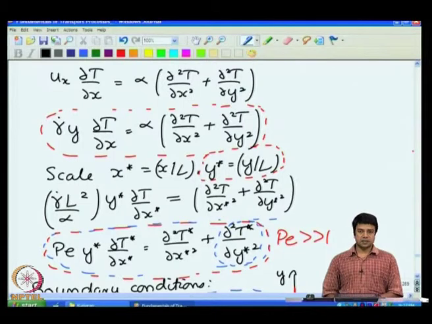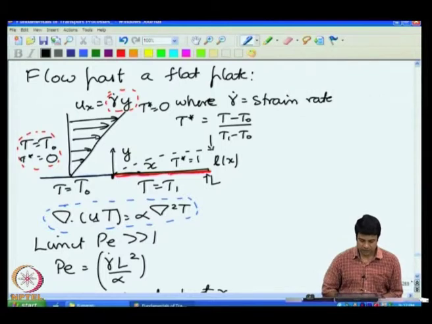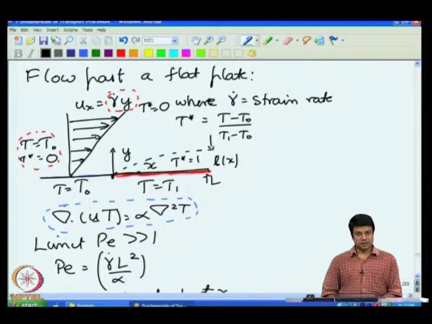Physically, the reason was that when I scaled the equation, I implicitly assumed that the length scale for variation of the temperature field is also capital L, because that is the only length scale in the problem. Now, if the length scale is capital L, we got the result that convection is large compared to diffusion, or gamma dot L square by alpha is large compared to 1. That only means that over a length of order capital L, convection is dominant in comparison to diffusion.